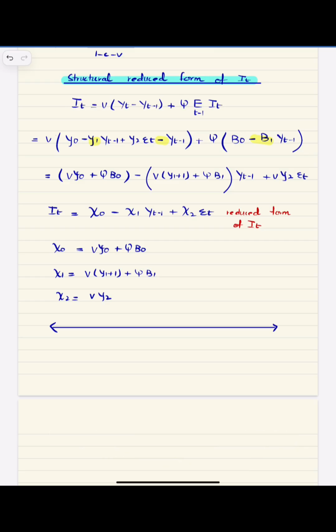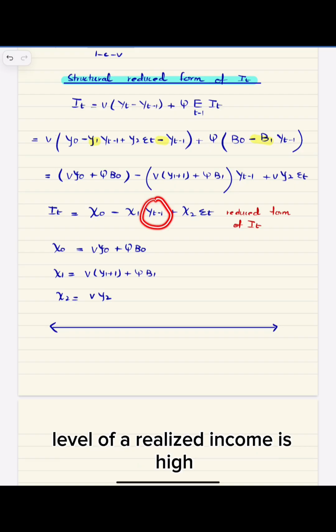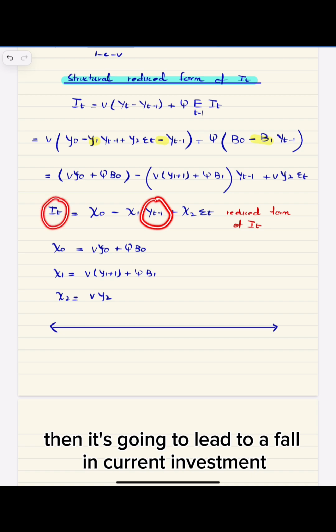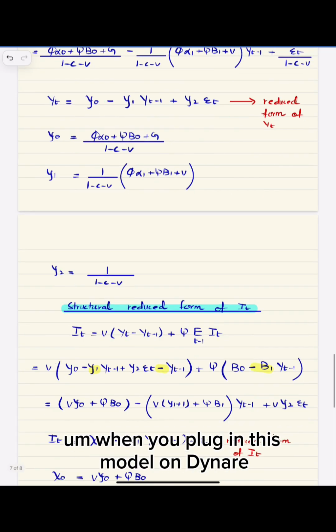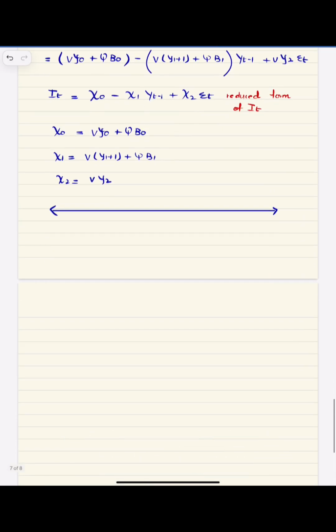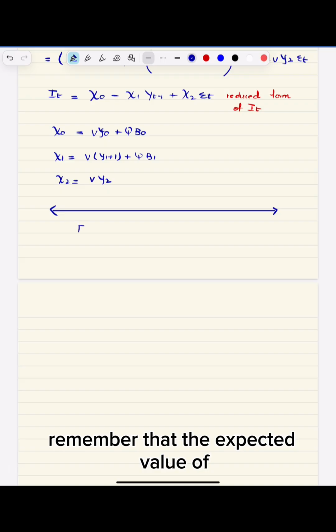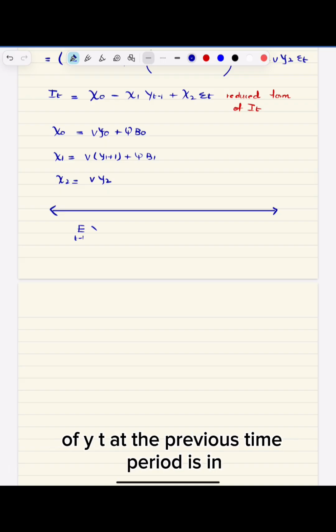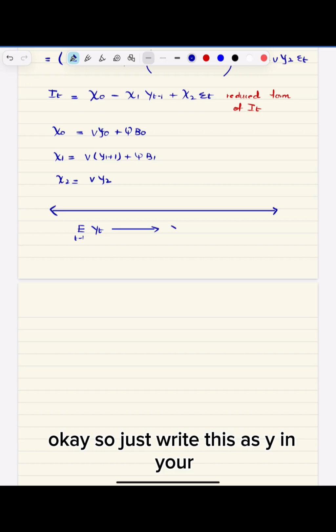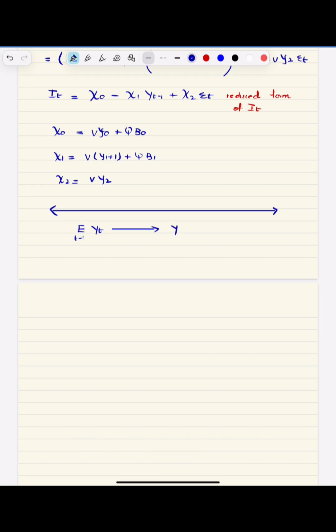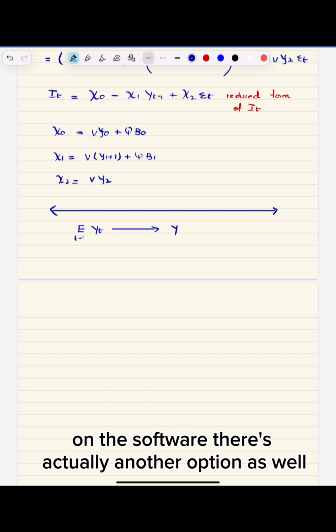Okay, remember that whenever the past level of realized income is high, it's going to lead to a fall in current investment as well as a fall in current income. When you plug in this model on Dynare, remember that the expected value of yt at the previous time period is implicit, since in Dynare expectations are just implicit. So just write this as y in the software.